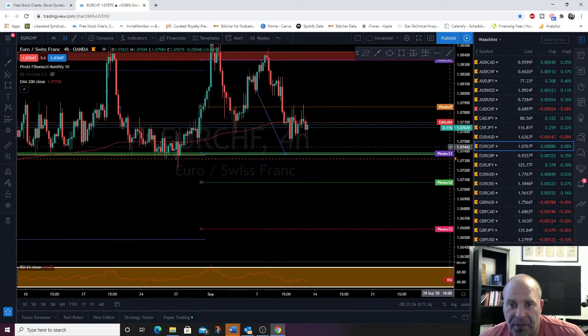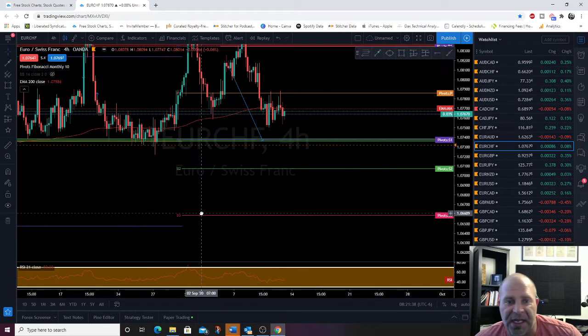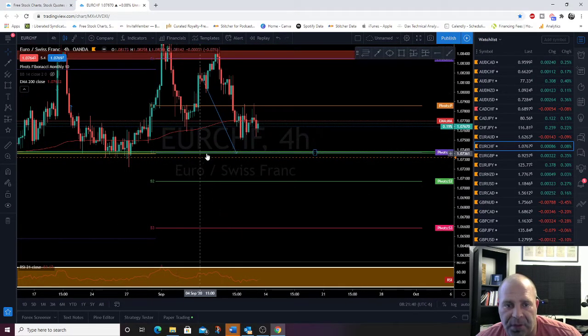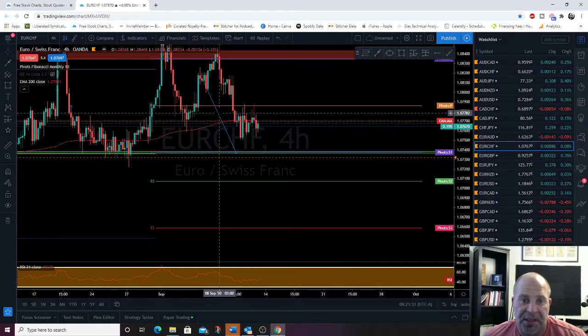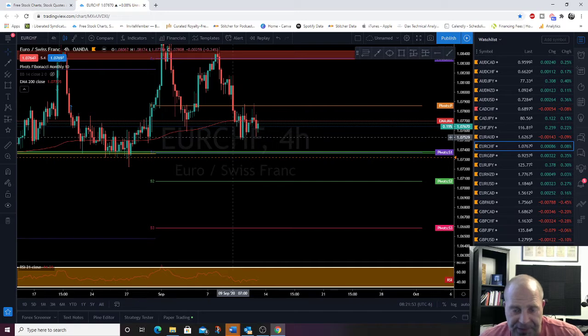EURCHF. So we got support zone down here. We're hugging the 200 period moving average just below the monthly pivot, which gives me a little bit of short bias at the moment.